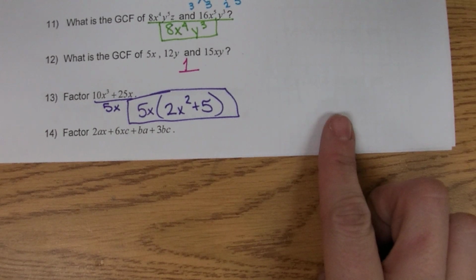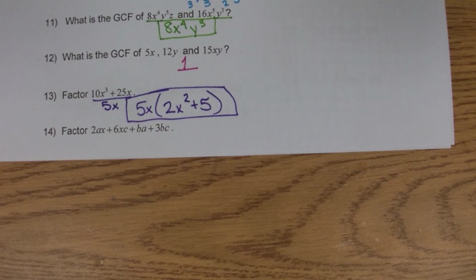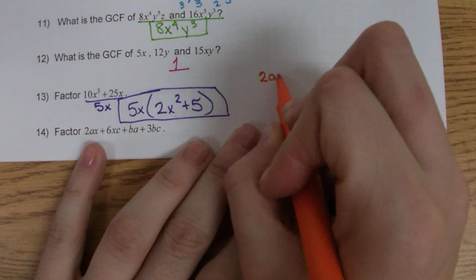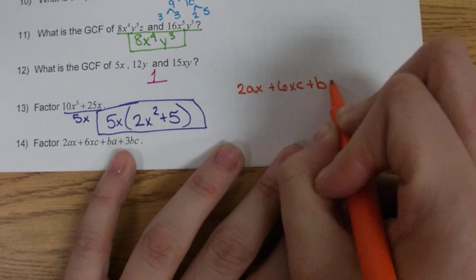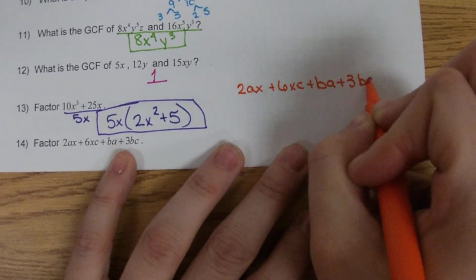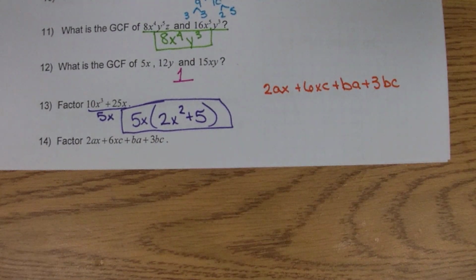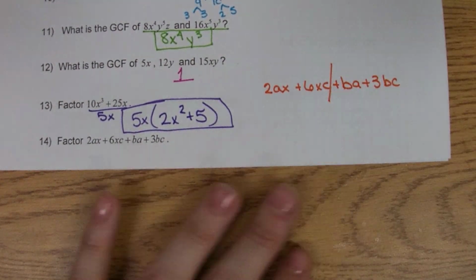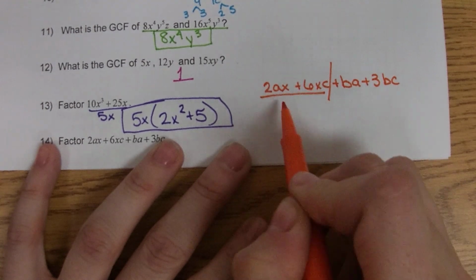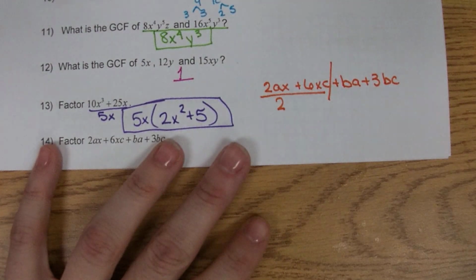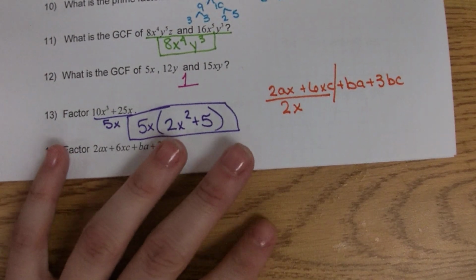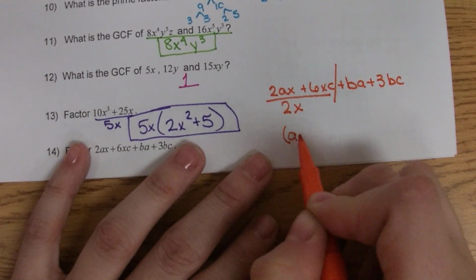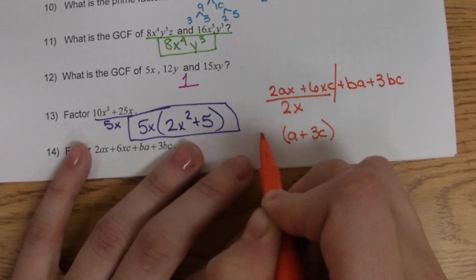14, I'm going to do in some space over here just because I think I need a little bit more space to do it. So 2ax plus 6xc plus ba plus 3bc, right? So no GCF. So 4 terms I'm going to split in half and do grouping. 2 and 6 have a GCF of 2. They do not both have the a, but they do both have the x. They do not both have the c. So that will leave me with an a plus 3c.